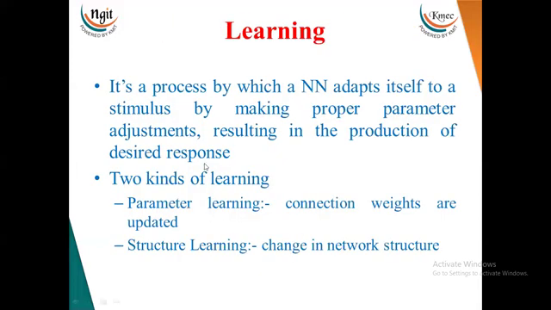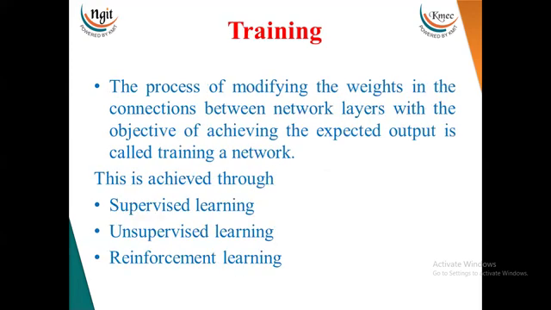Next, how are we going to do learning? This is related to your recurrent networks. Now coming to learning, there are two types: parameter learning and structured learning. In parameter learning, connection weights are updated. In structured learning, the complete network structure is changed. So if only weights are updated, it is parameter learning. If the structure of your network is changed, it is called structured learning.